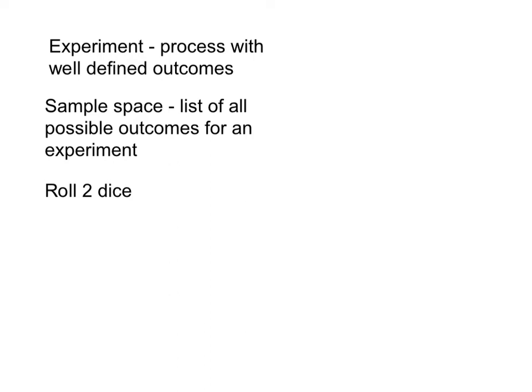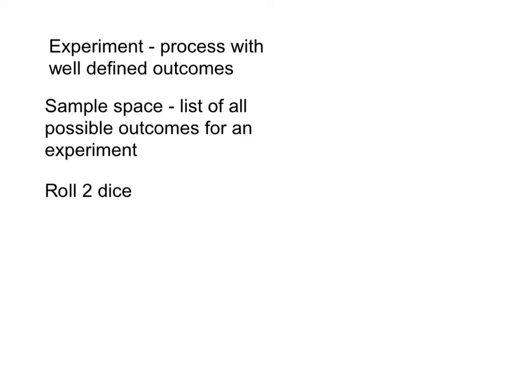An experiment is a process with well-defined outcomes. A sample space is a list of all possible outcomes for an experiment. Let's consider the process of rolling 2 dice. It would be considered an experiment because the outcomes are well defined. Each die could land with the 1 through 6 spots facing up.